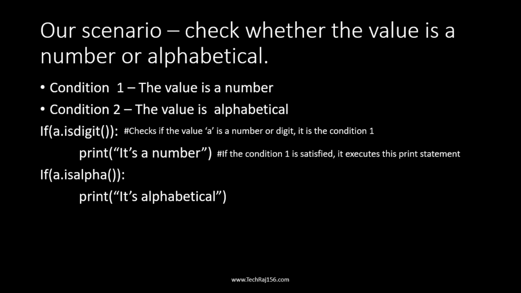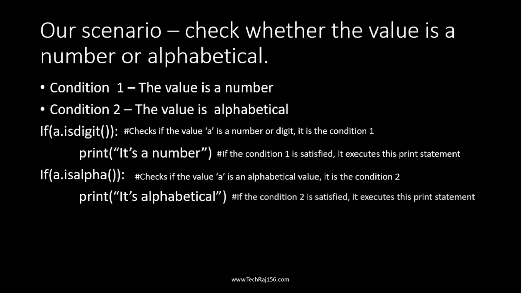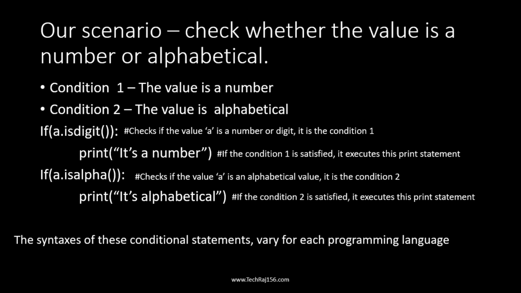The next line is a condition statement to check whether value a is an alphabetical value, and this is the condition 2. The last line is a print statement, and if the condition 2 is satisfied, it executes this print statement. So I think now you have a basic idea about these conditional statements: assigning conditions and doing things based on them.